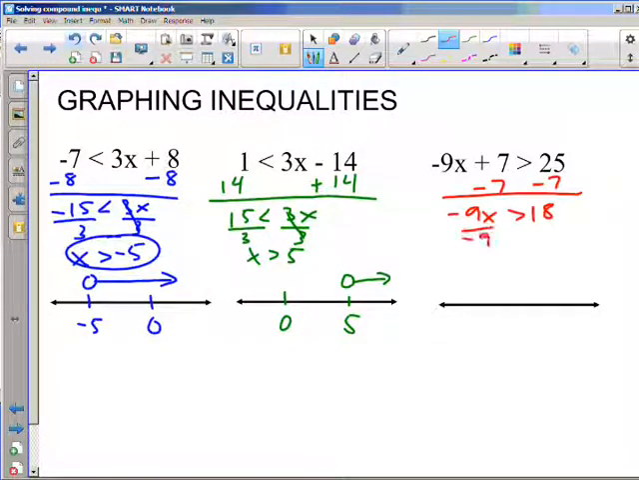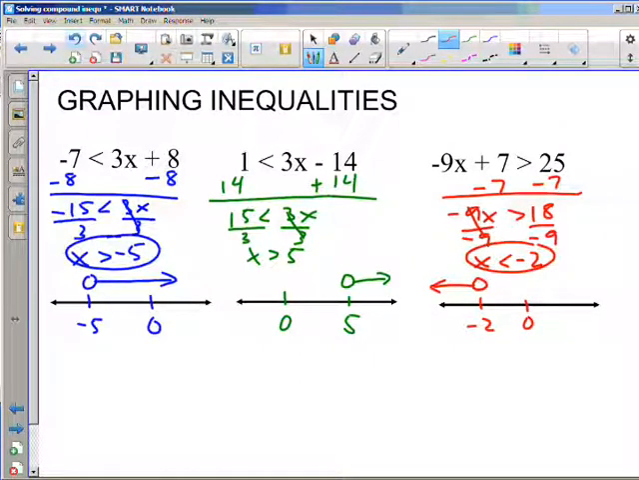And then divide by a negative. What that's going to do is flip the direction of the inequality. Even though I didn't flip the side of the x, because of dividing by a negative, I get this: -2, and it's going to be less than, it's an open circle, and to the left.